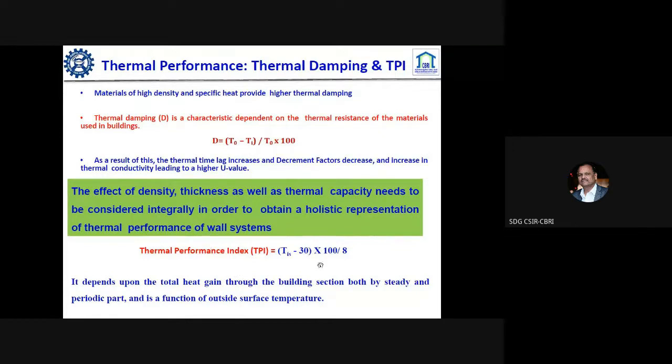There is another factor, also given by the CBRI, and that is the thermal performance index, that is TPI, wherein 30 degrees centigrade is considered as the mean temperature, and 8 degrees centigrade is considered as the difference to the peak temperature. With respect to that, for all the assemblies we are able to find out their performance index in terms of TPI. It depends on the total heat gain through the building sections, both by the steady and the periodic part, and it is a function of the outside surface temperature.